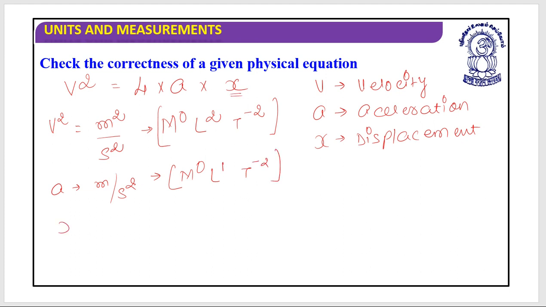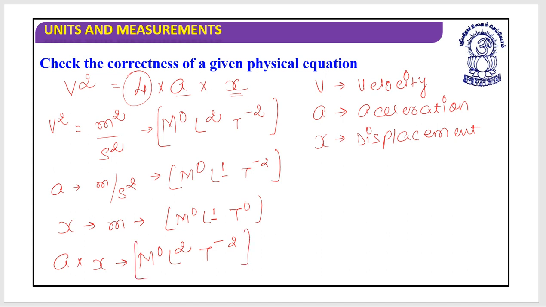X is displacement. It would be in meter. So it's m0 L1 t0. When I multiply a and x, I don't need to multiply 4 as it is a constant. A into x would be m0, here L1, here L1, this is L2, and this is t minus 2. So let's check the dimensions of the left hand side. It is m0 L2 t minus 2. Let's check the dimensions of the right hand side. It is m0 L2 t minus 2.